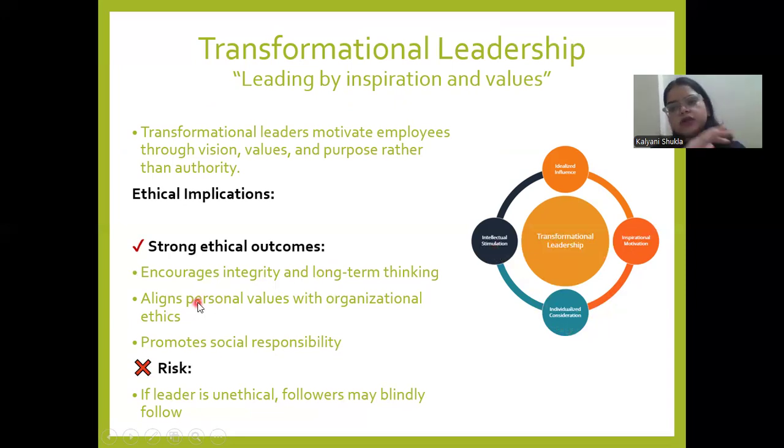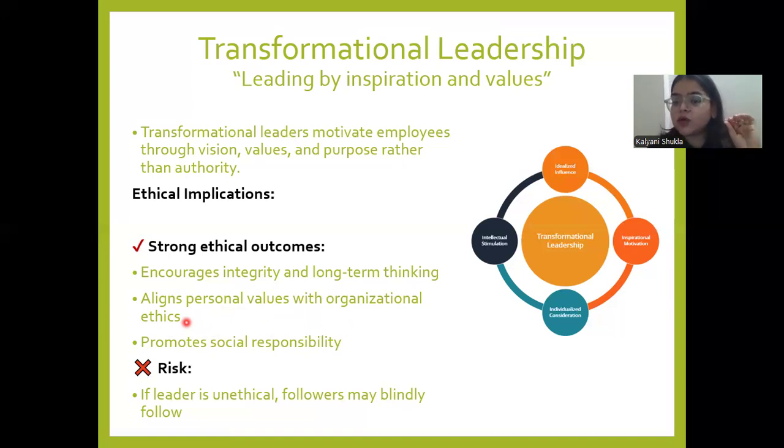So again, the plus points and the negative points. The plus points are integrity and long-term thinking. Transformational, as the word suggests, transforms a person's mind from what you are today to what you are going to be in the long-term picture. The transformation, of course, is long-term thinking. It aligns with organizational ethics, for any organization which is working for the long term. So transformational leadership, in my perspective, is the most ethical way you can work for your organization's success. But again, it comes with some risk as well.